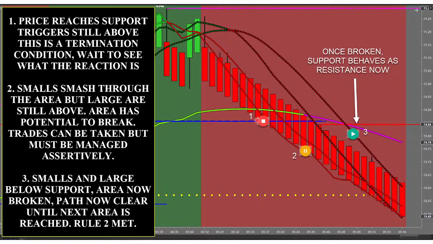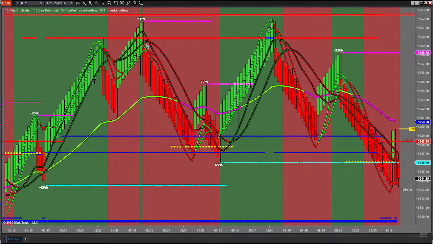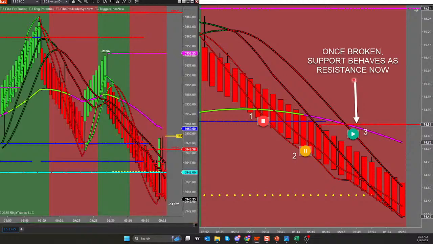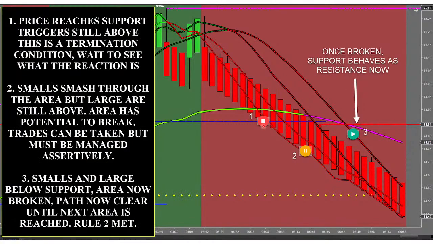There's no reason to try to predict what's going to happen because, do you guys remember that live market we just showed? Bing, bang, boom. More often than not, it's going to stop the market.